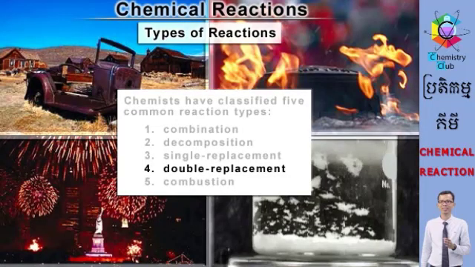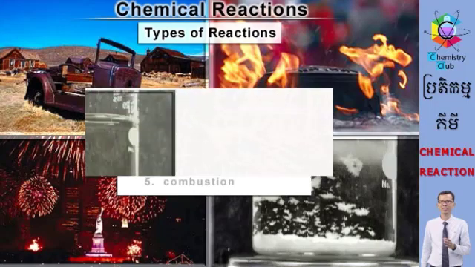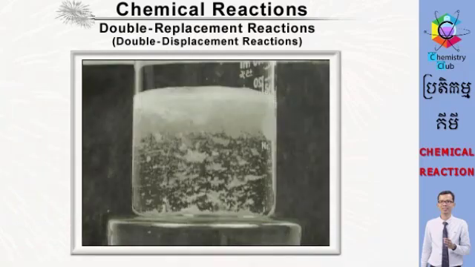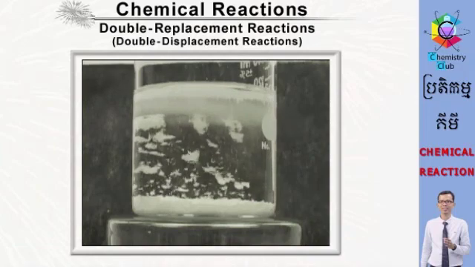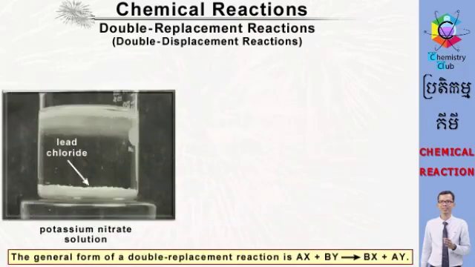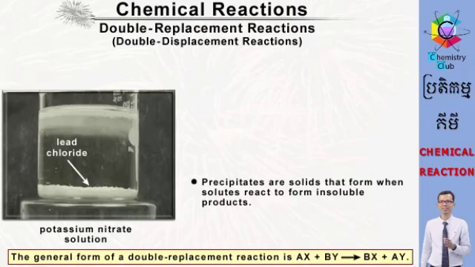A fourth type of reaction is known as a double replacement reaction. Double replacement reactions have the general form AX plus BY yields BX plus AY. For example, if solutions of lead nitrate and potassium chloride are mixed, a white solid forms that settles to the bottom. The solid is lead chloride, and it is referred to as a precipitate. Precipitates are solids that form when solutes react and form insoluble products.